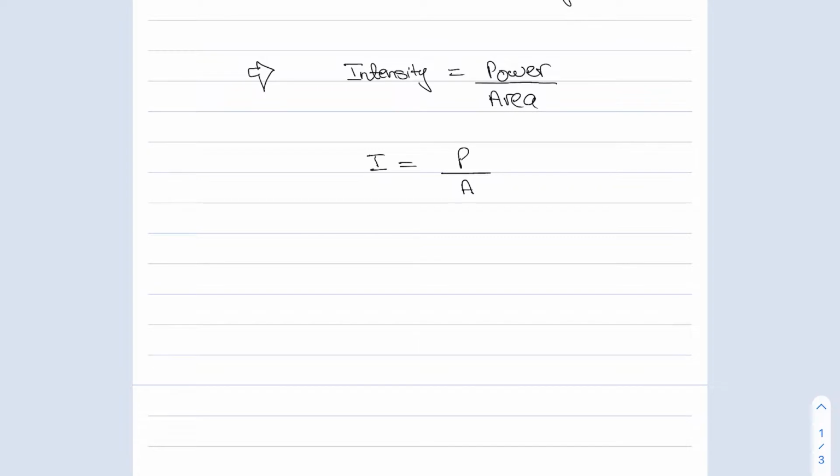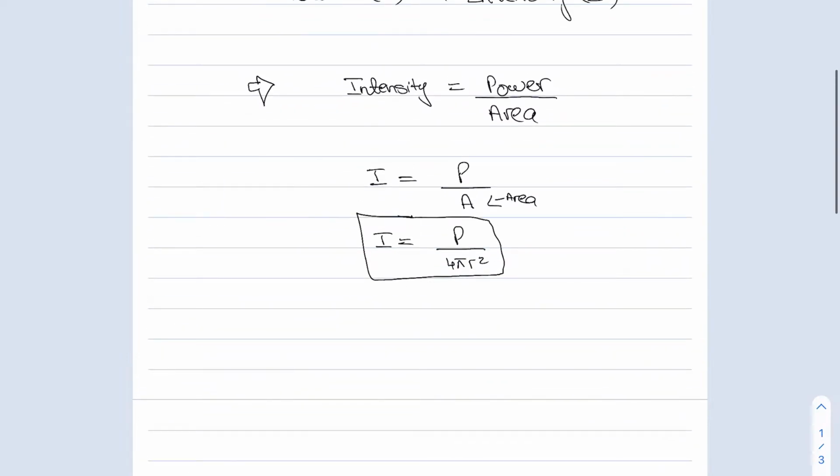I can also write this as I equals P over 4 pi r squared, right? 4 pi r squared being the area of a sphere, because this is area. So I basically replaced A with the area of a sphere. So that's very basic.